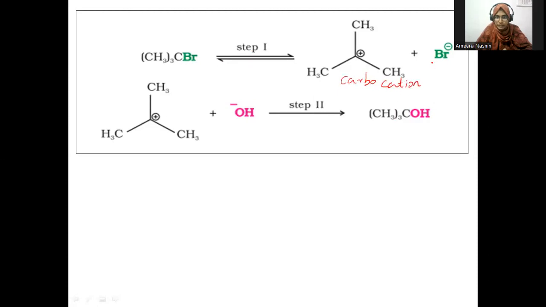Carbocation and Br minus. So in the first step, the C-Br bond is getting broken. This is a reversible reaction and this is the rate determining step. What's the rate determining step? It means that this is the slowest step of this two-step mechanism, and the slowest step always determines the rate of a reaction.